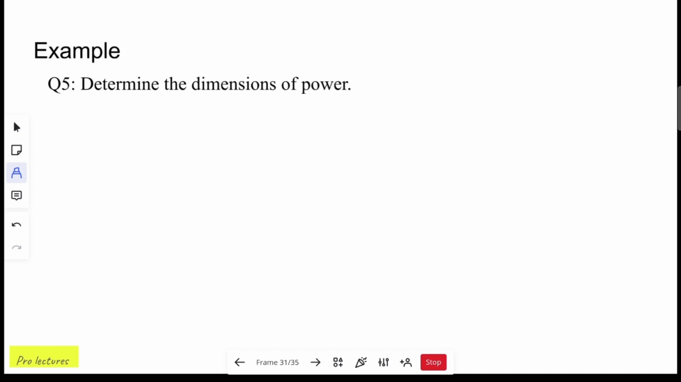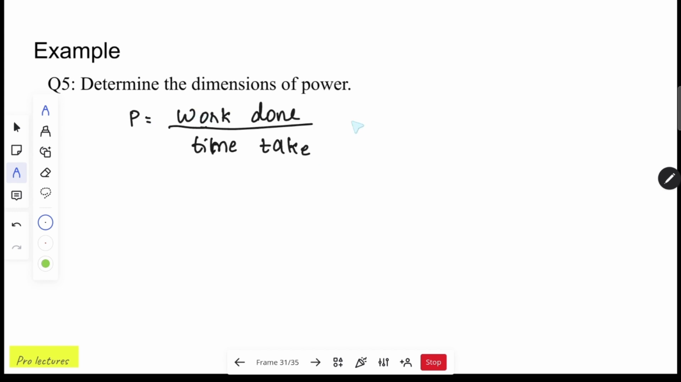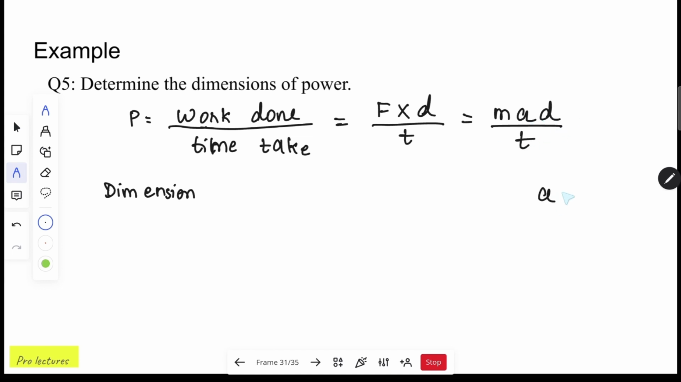Now let us determine the dimension of power. We saw power is equal to work by time, and we know that work is force into displacement. So dimension wise, force can be split as mass into acceleration. Acceleration's unit is meter per second squared, so the dimension is L t power minus 2.